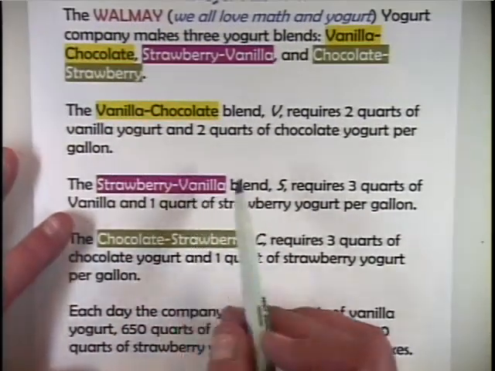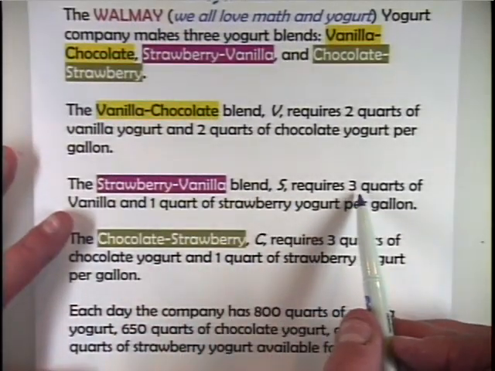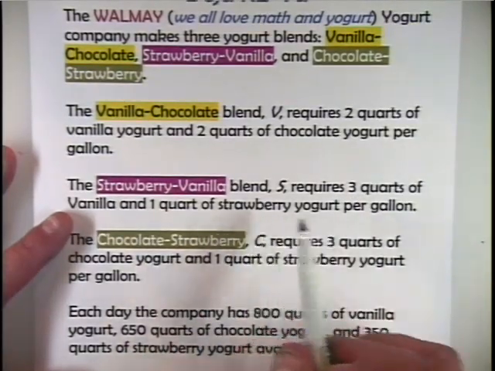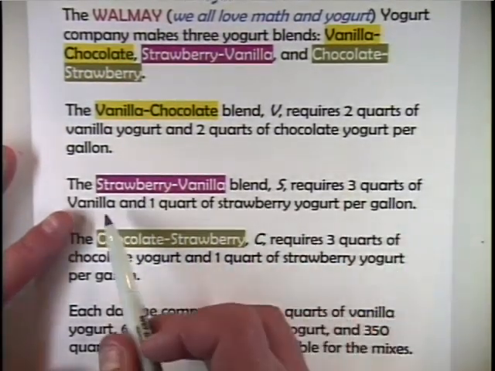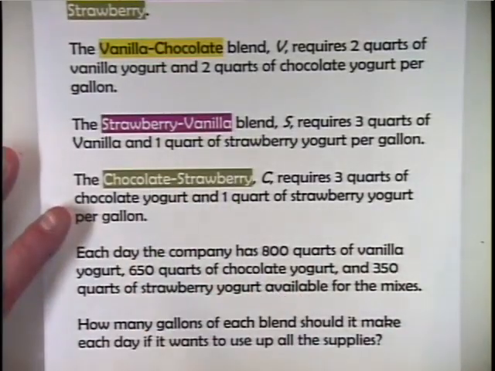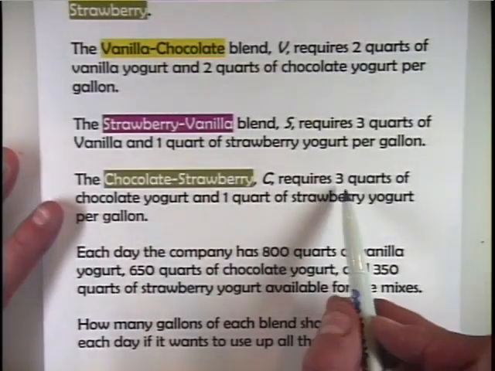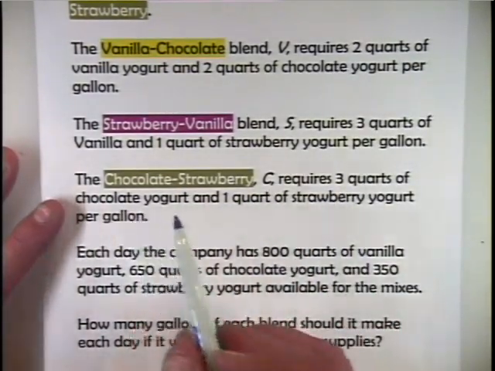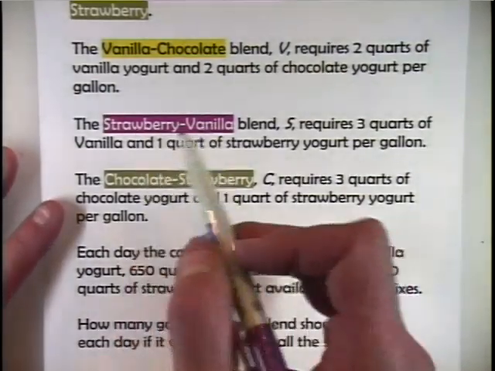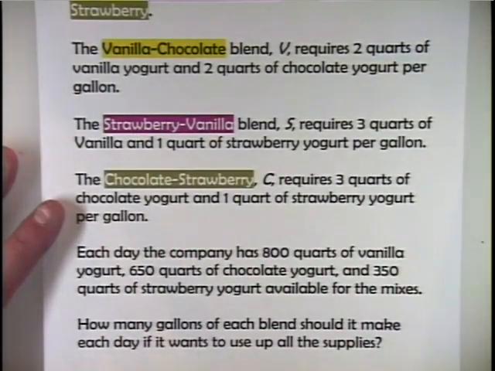The strawberry vanilla blend requires 3 quarts of vanilla and 1 quart of strawberry to make a gallon. So it's primarily going to be the vanilla. And the chocolate strawberry blend, which we're going to call C, requires 3 quarts of chocolate and 1 quart of strawberry, so predominantly a chocolate with a little bit of strawberry.